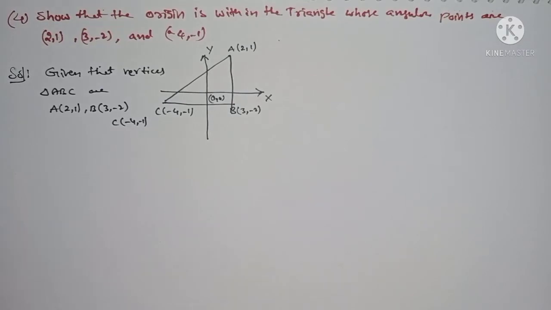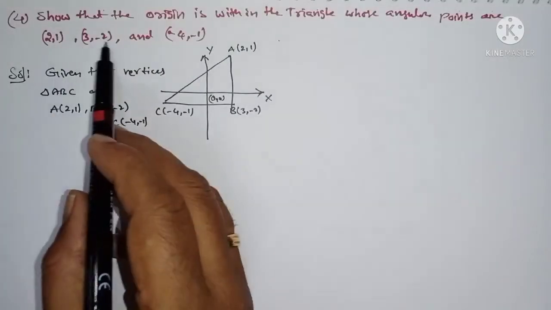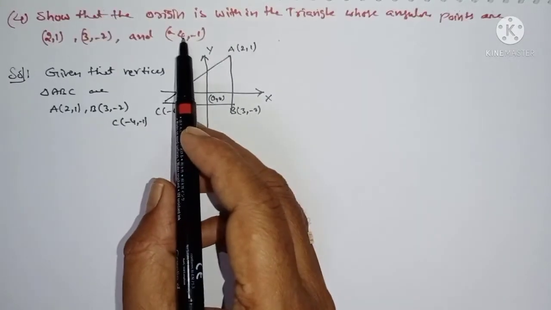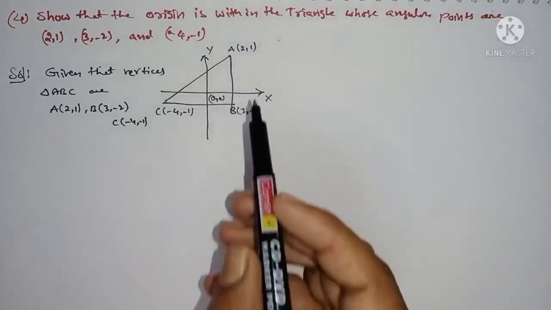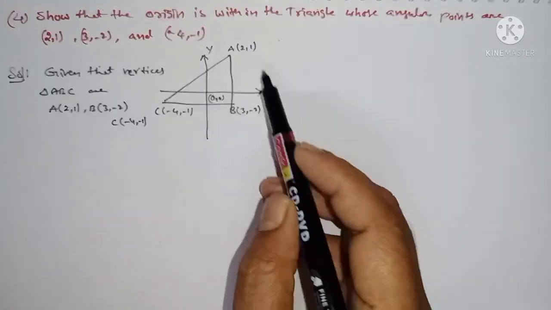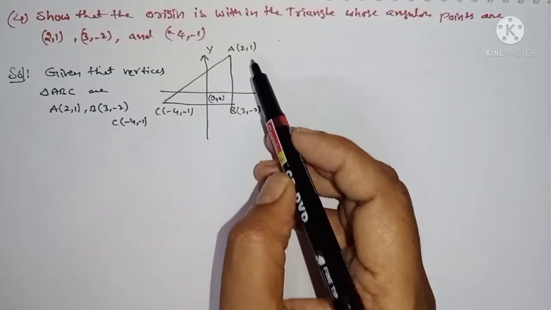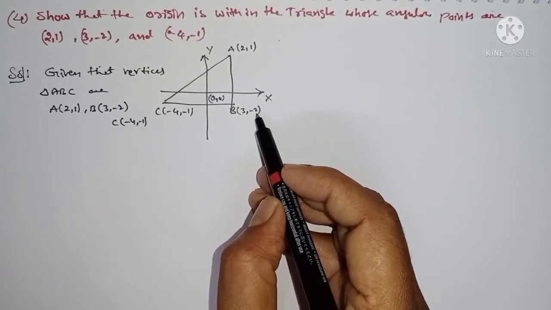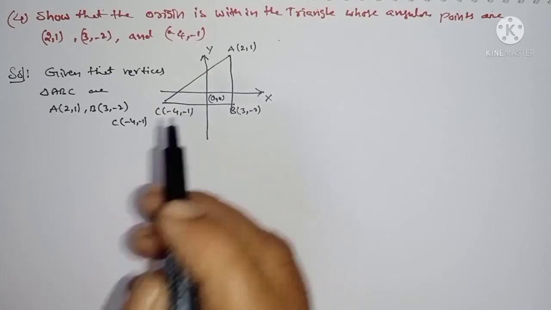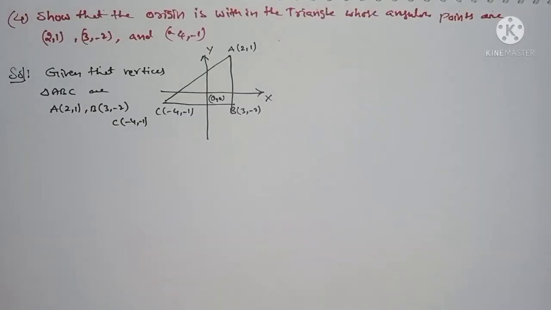Next problem, the fourth one: show that the origin is within the triangle whose angular points are given. Three vertices are given here: 2 comma 1, 3 comma minus 2, minus 4 comma minus 1. Show that the origin is in the triangle. Observe here, I am taking the figure with x-axis and y-axis. This is a triangle ABC, A is 2 comma 1, B is 3 comma minus 2, and C is minus 4 comma minus 1.